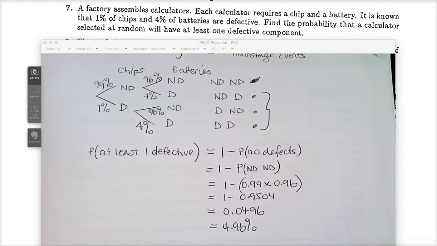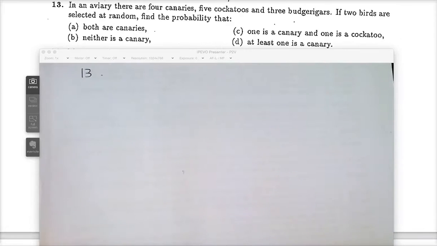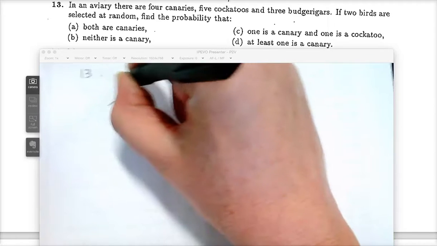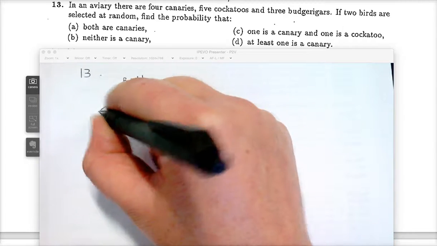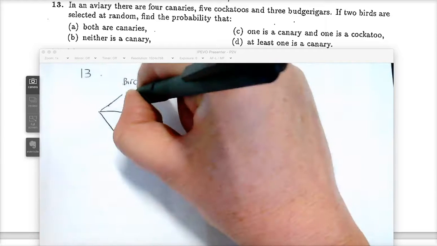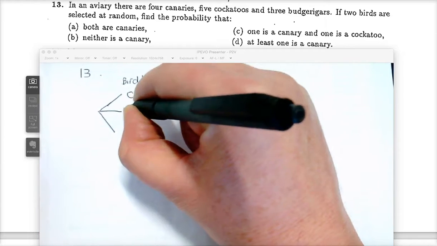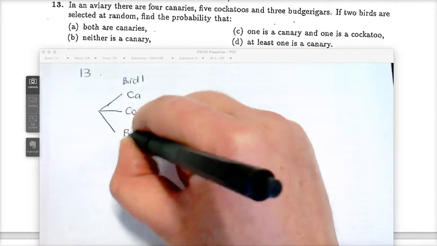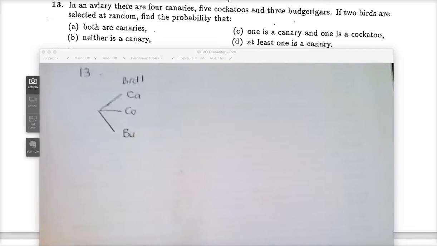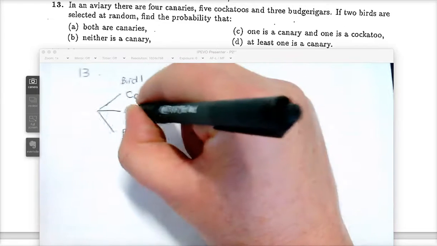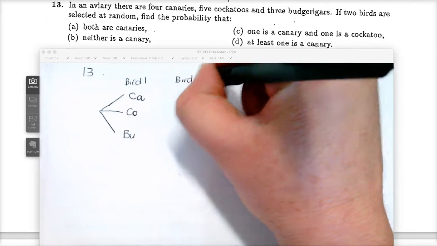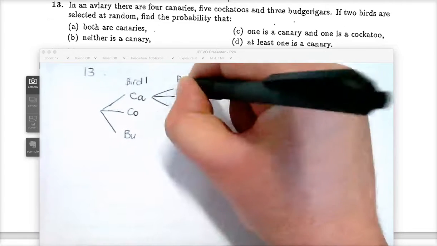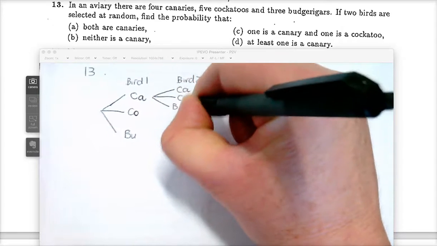Let's just do a couple. 4 canaries, 5 cockatoos and 3 budgerigars, if 2 birds are selected at random. What I would put up the top is bird 1. The first bird that's selected could be a canary, a cockatoo, or a budgie: a CA, a CO, or a BU for a budgerigar. That's bird 1. And then bird 2.